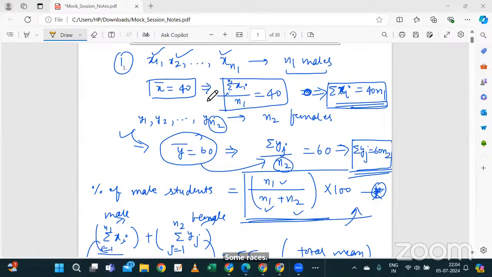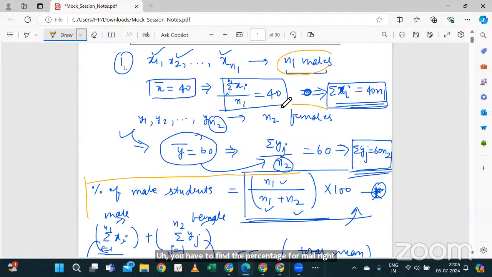In the question, you have to find the percentage of male. Let's say there are n1 males and n2 females. So these are x1, x2, ..., xn1, and for females y1, y2, ..., yn2. The mean for male is given as 40. From the formula of mean, summation of xi divided by n1 equals 40, so summation xi equals 40 times n1. Similarly, for female, y bar is 60. The summation of yj, I took j to differentiate between these two, divided by n2 equals 60, so summation of yj equals 60 times n2.